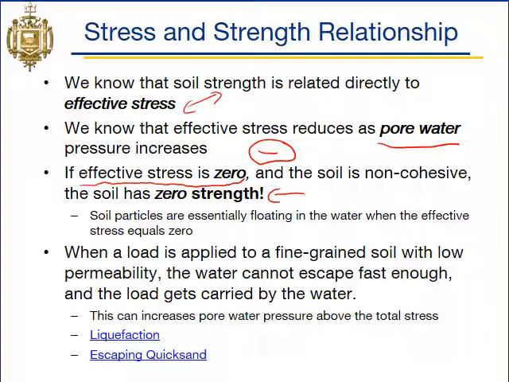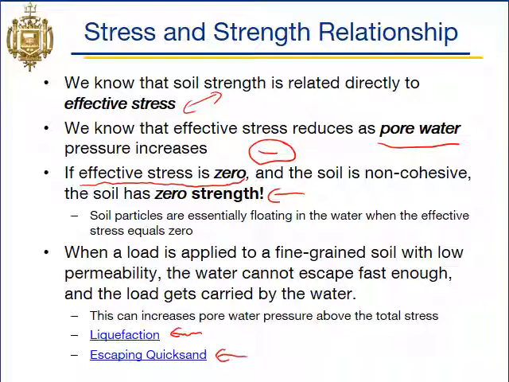All right, so we call that phenomenon, when our pore water pressure is really high and we lose strength, liquefaction, or you've probably heard of it as quicksand. Right, so it's an issue where the pore water pressure gets increased above the total stress, and then effective stress becomes 0, and essentially your soil turns into water, and whatever's on it sinks in. So go ahead and watch those 2 videos.